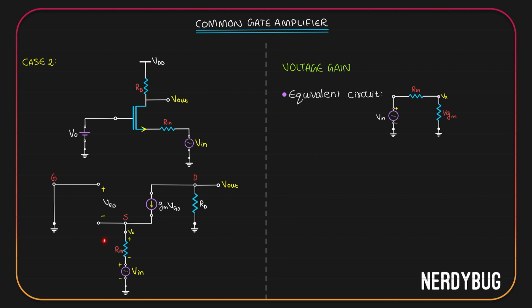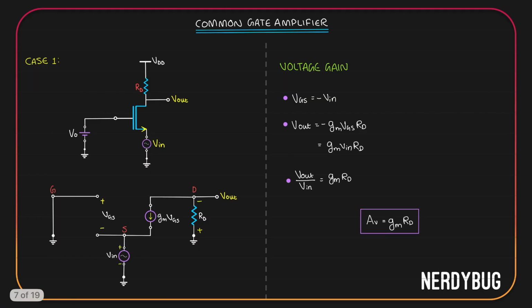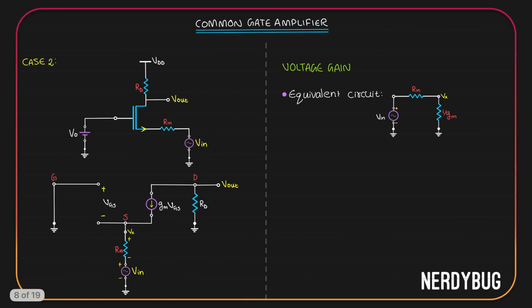Wait, why do we need Vx? Imagine Vx is our input. Vx is the input that we are directly giving to the source. In that case, what will be Vout? If we do that, our case actually simplifies to this, right? We are giving Vx. We are expecting an output. What will be the output? Gain multiplied by the input. Output is going to be gmRD multiplied by the input that we get at the source, which in this case is Vx. That is why I need Vx.